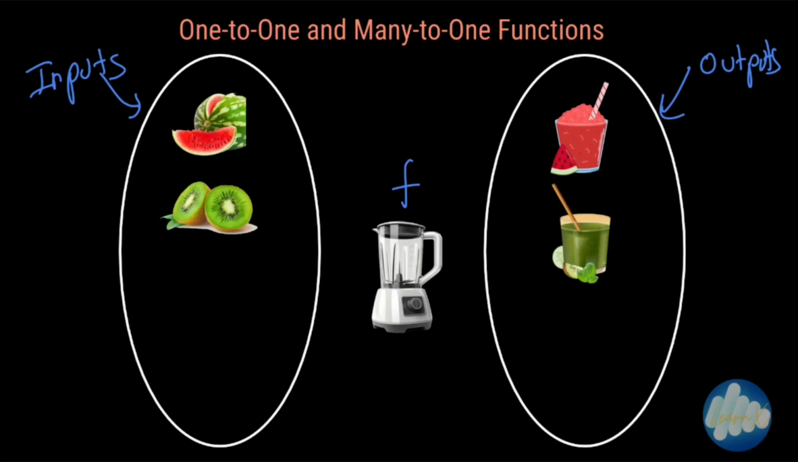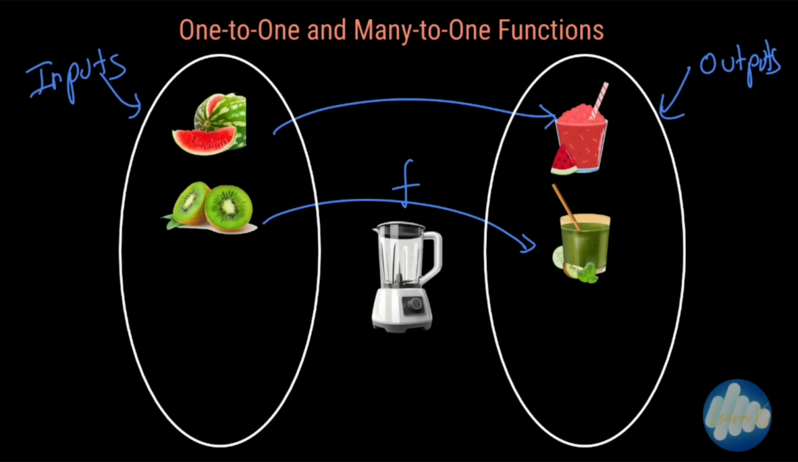Let's take our first input, which is a watermelon. What happens if I pass it through a blender? Well, it's pretty obvious. You're going to get watermelon juice. That's the only thing that could happen. You put watermelon in, you know for certain you're going to get one and only one output, which is watermelon juice. If you do that for kiwi, you're going to get kiwi juice, right? So what we see here is a one-to-one mapping, or a one-to-one relationship, where one input maps to one unique output.